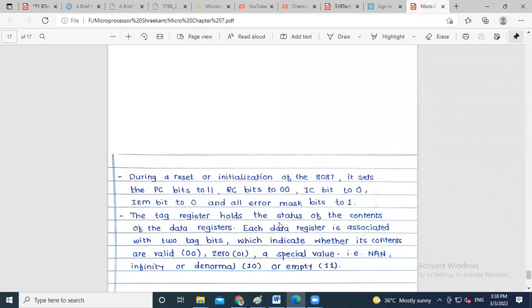And one last point: during the reset or initialization of the 8087, it sets the precision control to all ones, the rounding bits, infinity bits, and interrupt enable mask are returned to 0, and all the error mask bits are set to 1. The tag register holds the status of the contents of the data registers, and each data register is associated with two tag bits, which indicate whether the content is a valid value, 00, zero, 01, a special value such as non-numeric, infinity or denormal, and 11 means the register is empty.